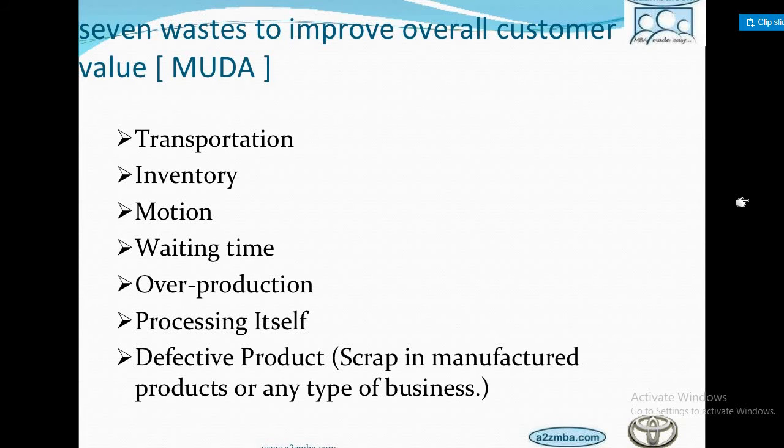Then 7 ways to improve overall customer value, MUDA, okay. As we have studied, MUDA, Muri, what is meant by MUDA? It consists of 7 ways to improve overall customer value. What are these 7 ways? Transportation, okay, then inventory, motion, waiting time, overproduction, processing itself, and defective product, that is scrap in manufactured products or any types of business. These 7 ways we need to improve in order to get overall customer value.